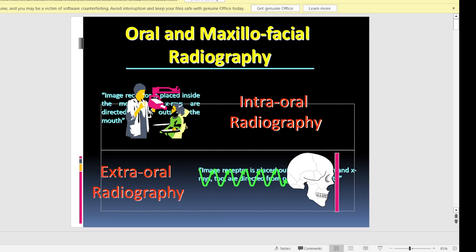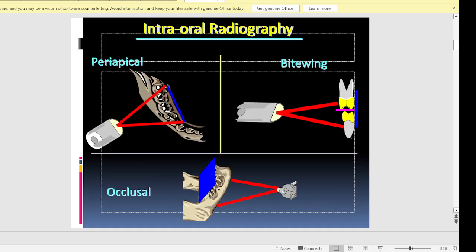Good morning. Today's topic of the presentation will be oral and maxillofacial radiography. There are two types of radiography, which are intraoral and extraoral. Intraoral is where the image receptor is placed inside the mouth of the patient, and extraoral radiography is where the image receptor is placed outside the mouth of the patient.